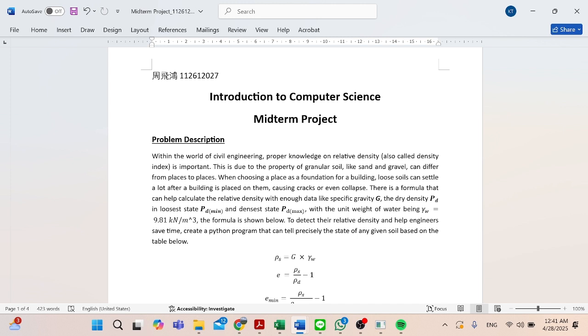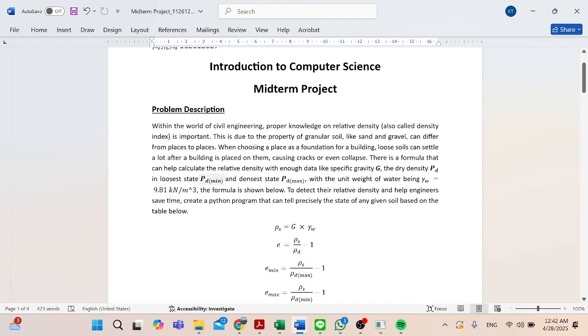There is a formula that can help calculate the relative density with enough data like specific gravity, or Gs, the dry density, or we can call it rho d, and rho d in the loosest state, we can call it rho d min or minimum, and the densest state or rho d maximum, with the unit weight of water being gamma w equals 9.81 kilonewton per meter cubed. The formula is shown below, right here.